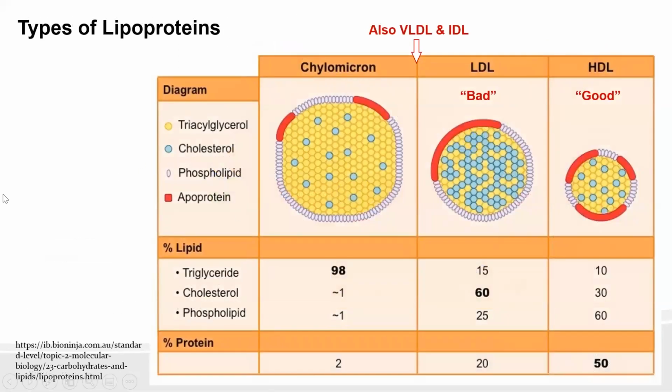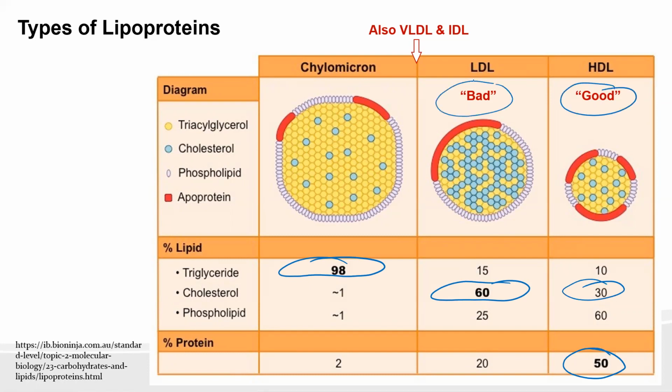So let's take a closer look at these things. This is a little diagram comparing what's in these things. Notice that the chylomicrons are mostly carrying triglycerides. The LDL are carrying a lot of cholesterol, right? So that's percentage, so 60%. Whereas the HDL has a much lower cholesterol amount and a higher amount of protein. And so these ones are good and these ones are bad.